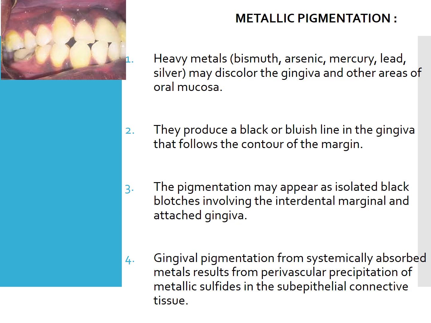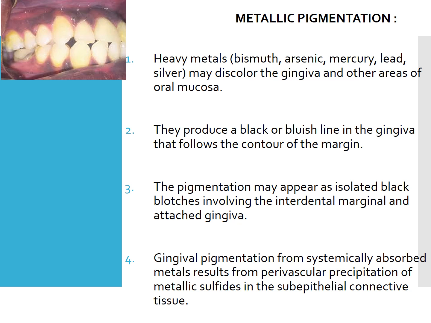Coming to the metallic pigmentation, heavy metals like bismuth, arsenic, mercury and lead may discolor the gingiva or oral mucosa. Usually this produces a black or bluish line in the gingiva that follows the contour of the margin. This pigmentation can be isolated black blotches involving the interdental, marginal and attached gingiva. This is gingival pigmentation from systemically absorbed metals.